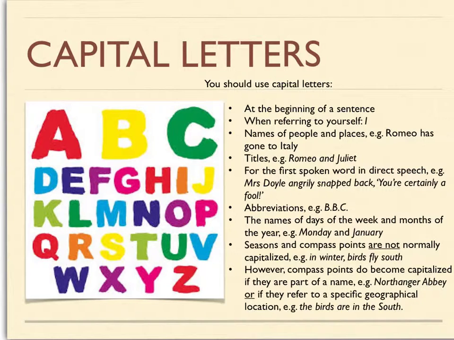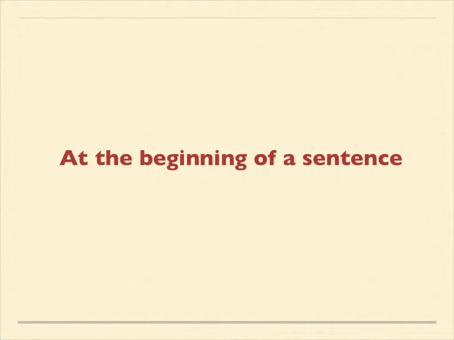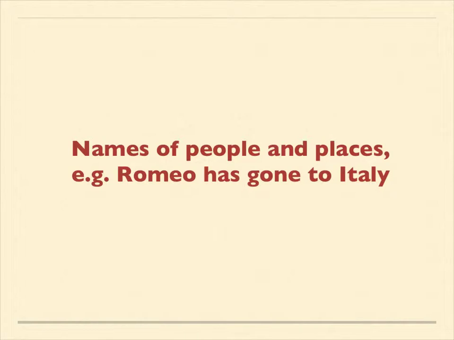If you're ever stuck on when to use capital letters, here is a handy checklist. You should use capital letters when referring to yourself, as in I, at the beginning of a sentence, for the names of people and places, for example, Romeo has gone to Italy, and for titles, for example, Romeo and Juliet.